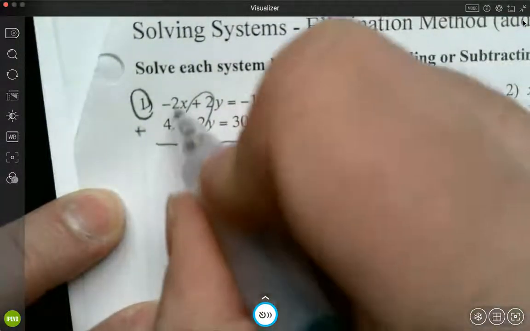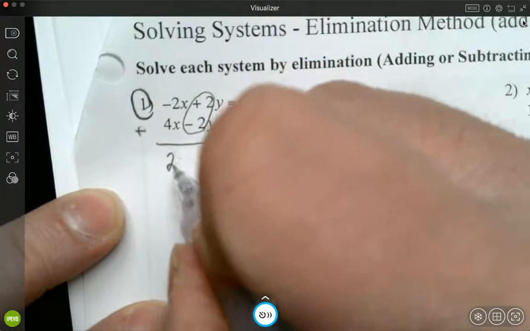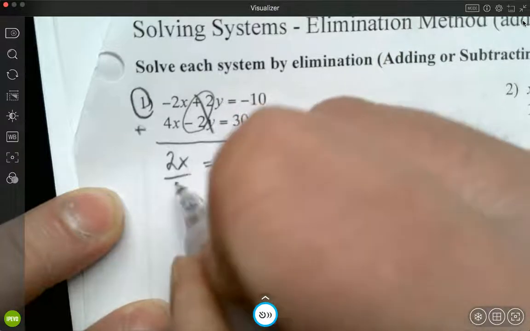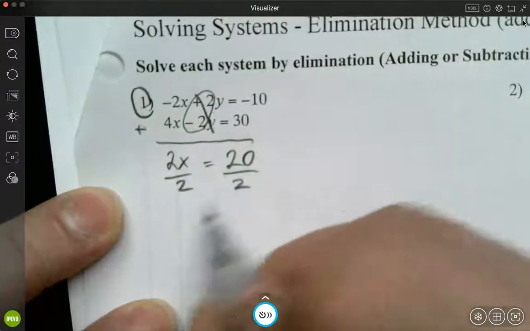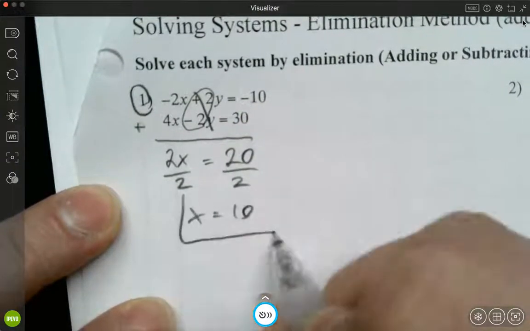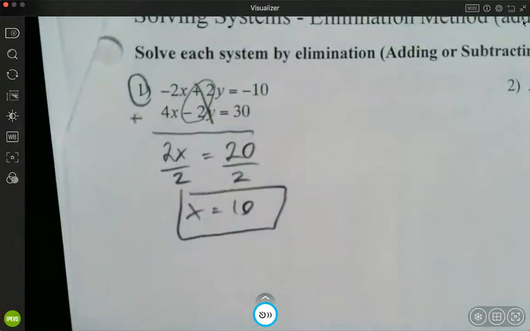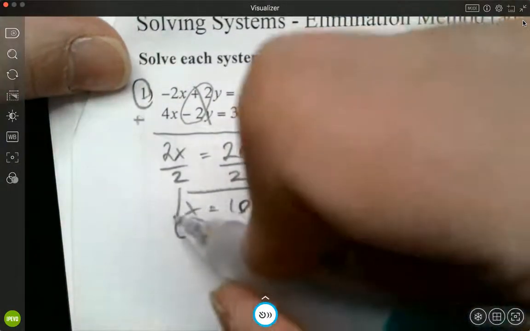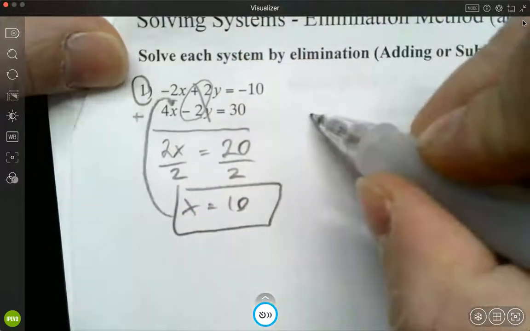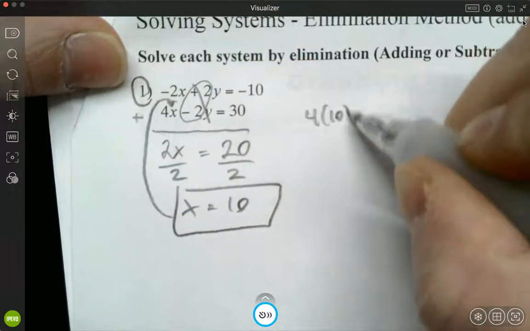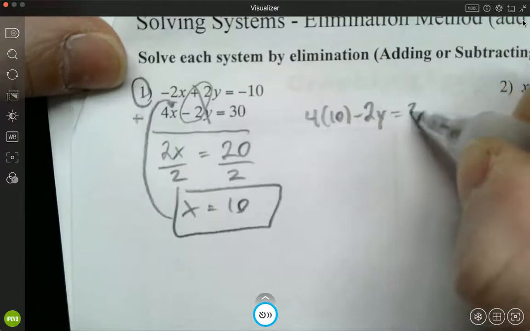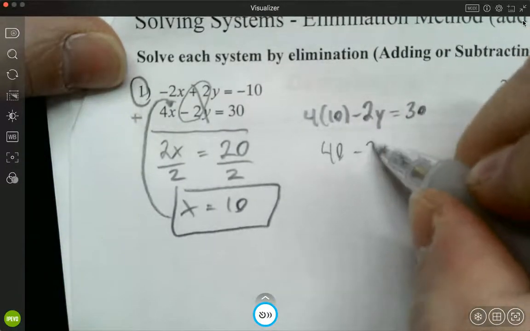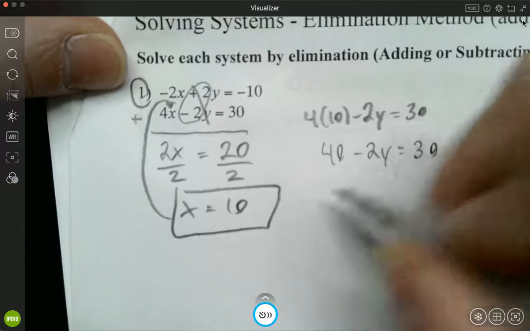When I add the two equations, negative 2y and 4y, 2x. This eliminates, equals 20. Divide each side by 2. Sorry, my finger's in the way. X equals 10. So I can back sub. Yesterday, we seem to put it always into the first equation. I'll put it into the second equation right here. So 4 times 10 minus 2 times y equals 30. So then I'm left with 40 minus 2y equals 30.